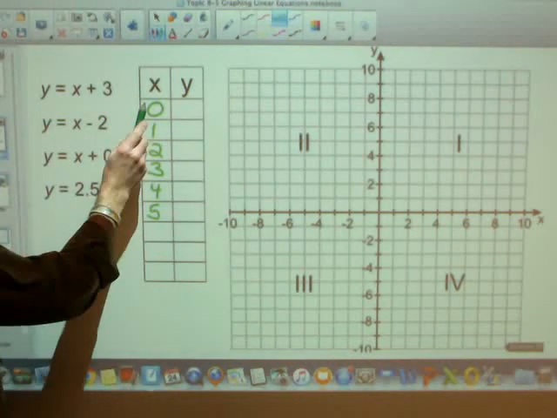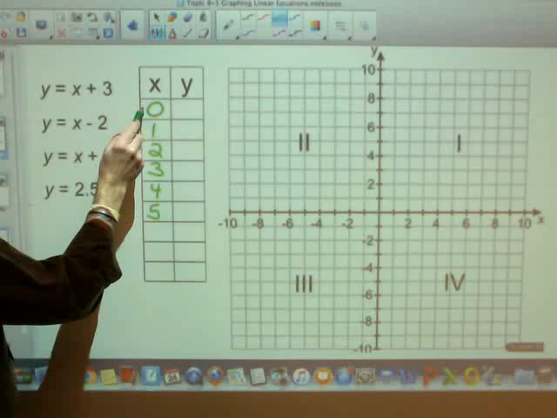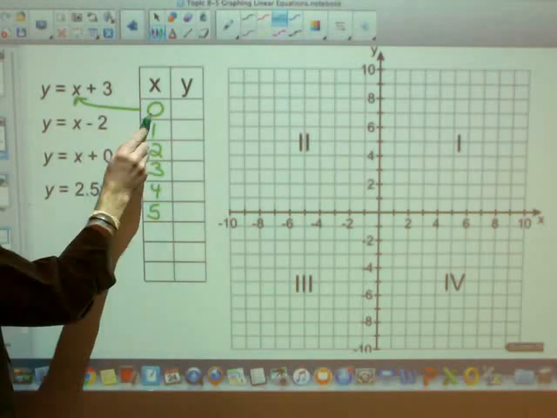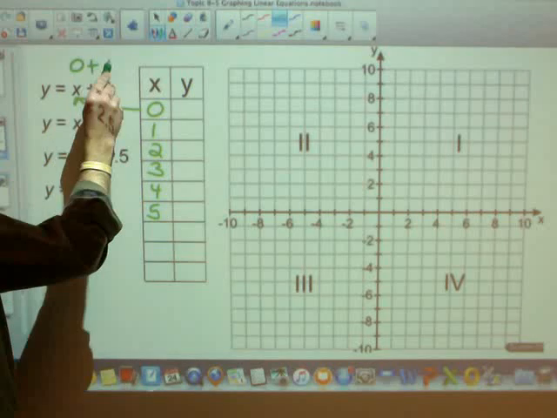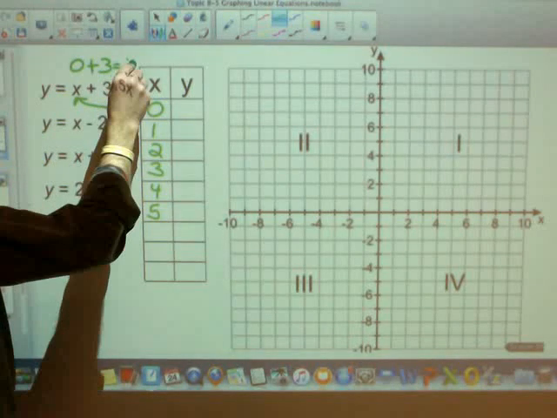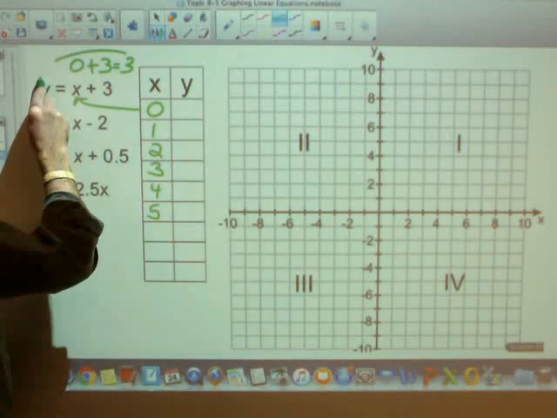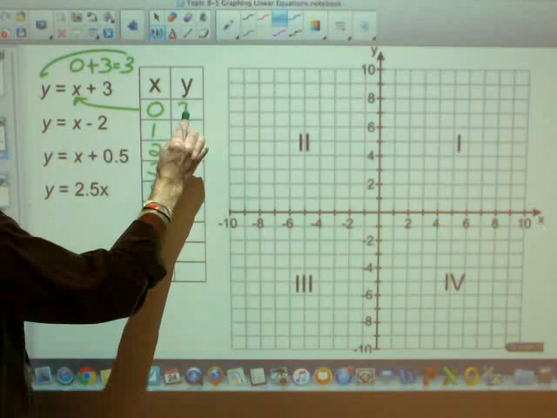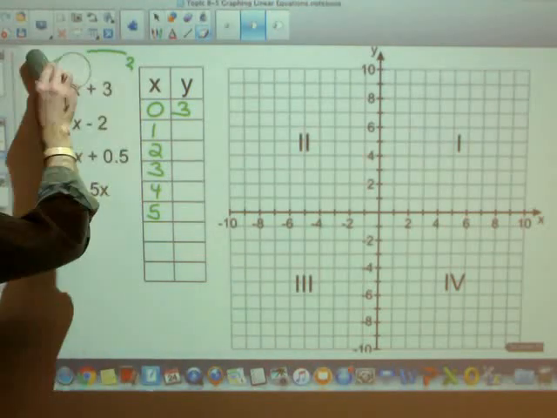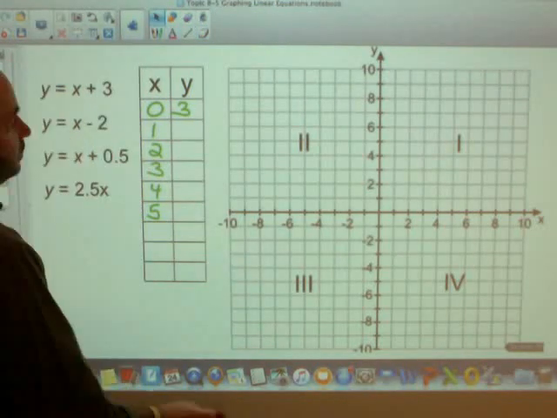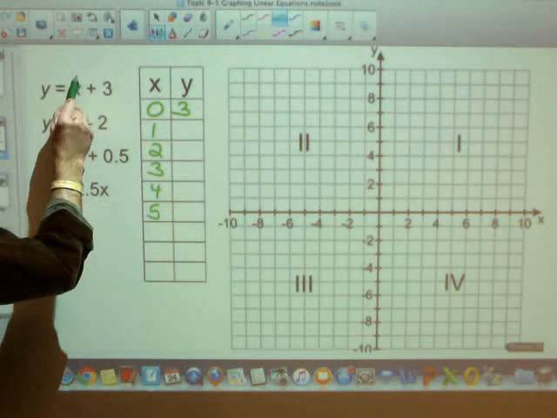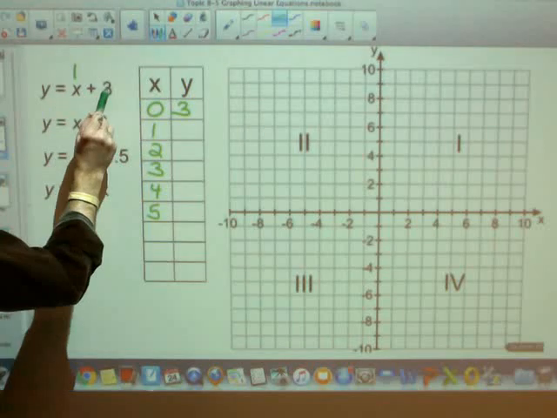Now we know the value of x, so we can plug x in where the variable is. If x is 0, it would be 0 plus 3. 0 plus 3 equals 3. That 3 is our y value. If we were to go on and say 1 is our x value and we put 1 here, 1 plus 3 is 4.